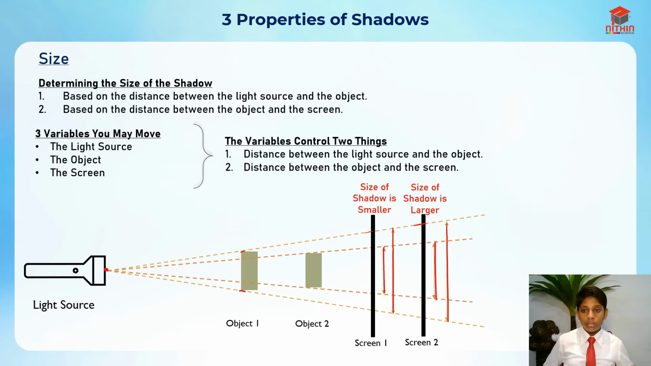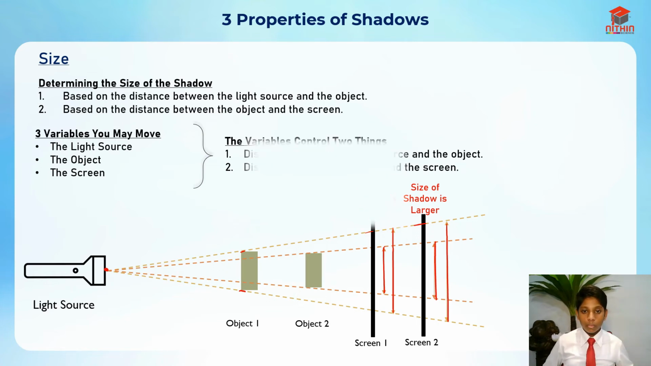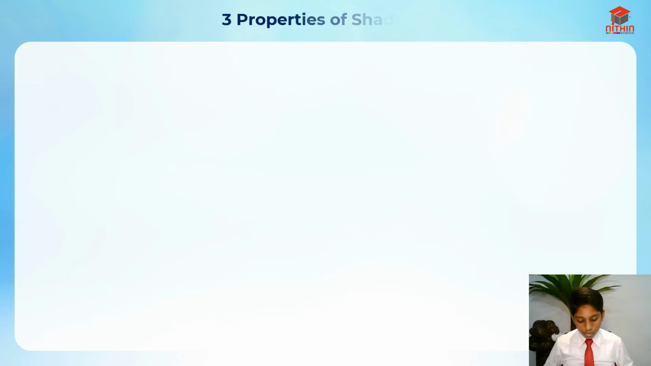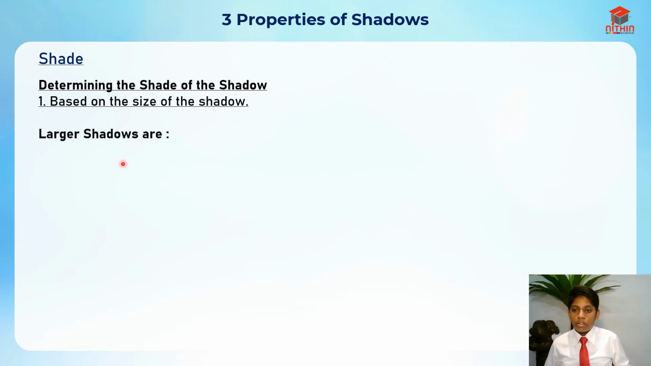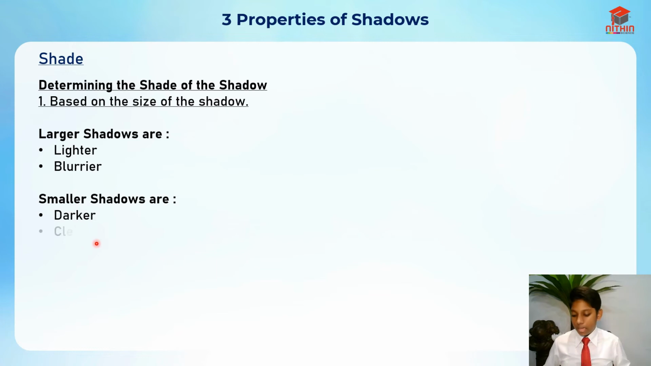Now let's move on to the next one, which is shade. So determining the shade of the shadow is basically based on the size of the shadow. Larger shadows are lighter and blurrier, and smaller shadows are darker, clearer and sharper. Okay, so you yourself can test this out.